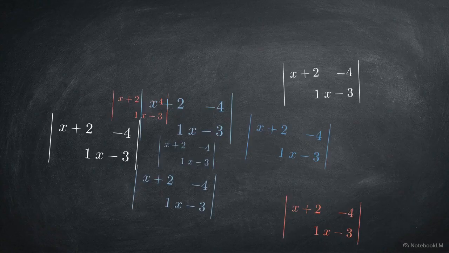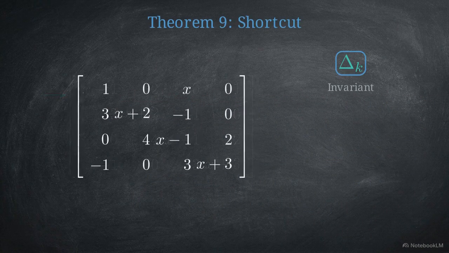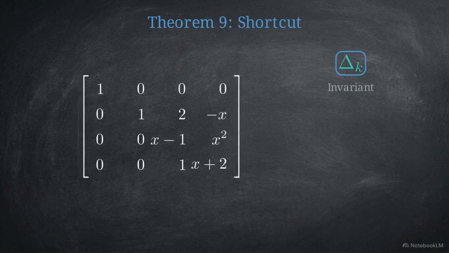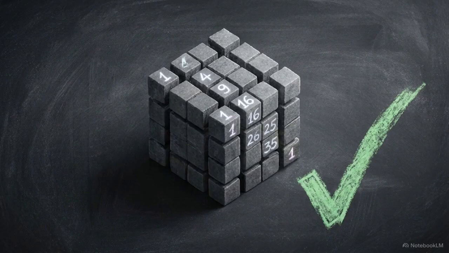Calculating every possible minor for a large matrix is computationally heavy, but Theorem 9 provides a shortcut. It states that elementary row and column operations do not change these determinantal divisors. This invariance means we can use row and column operations to simplify the entries of the xI minus A matrix before we ever begin calculating the minors, making the final computation manageable.